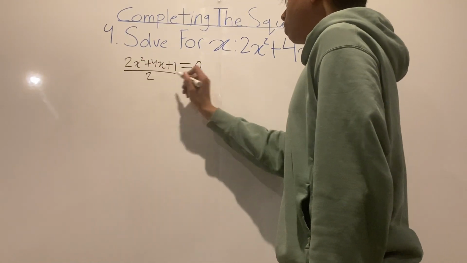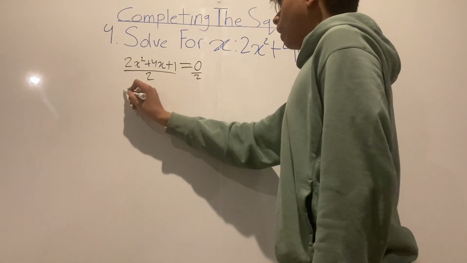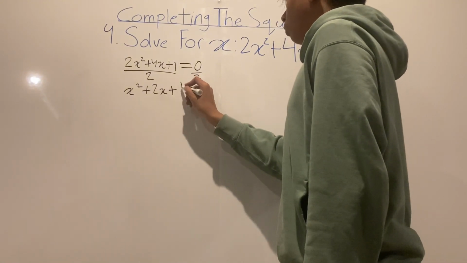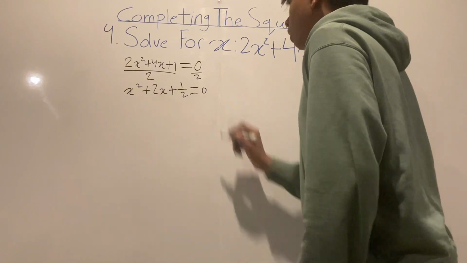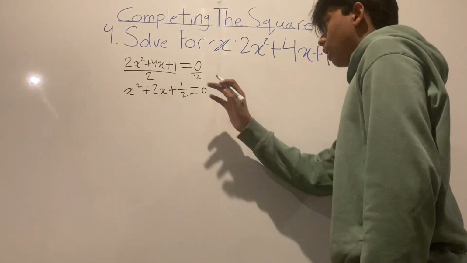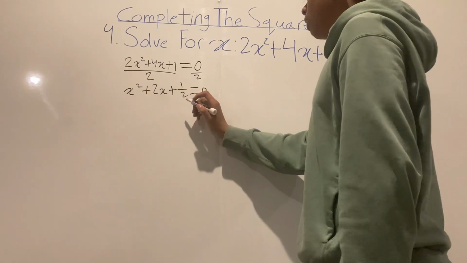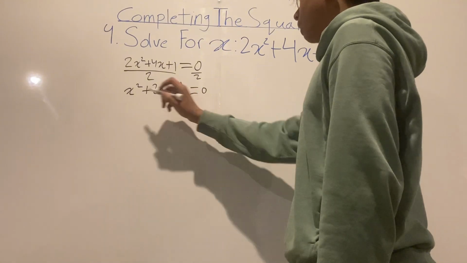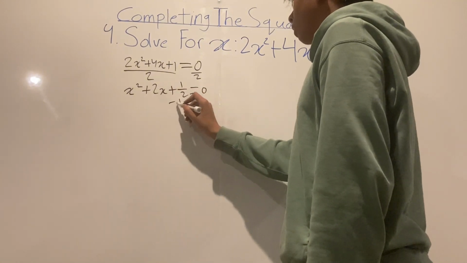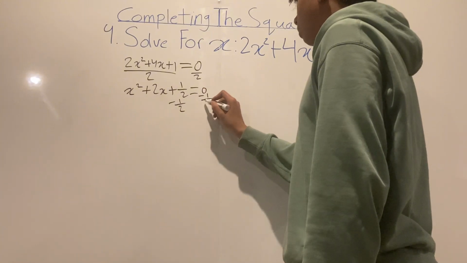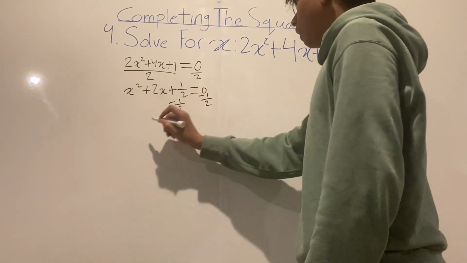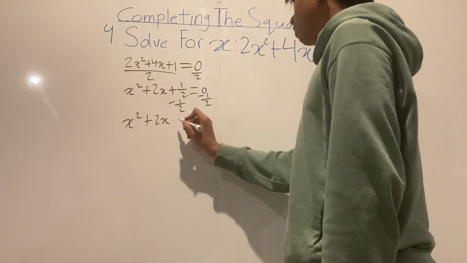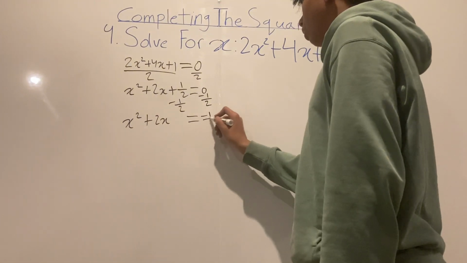So we're going to divide by 2 on both sides. Now we have x squared plus 2x plus 1 over 2 equals 0. Now even though we have a fraction here, it's okay. It's going to work out on its own. So now we're going to do the exact same thing we did earlier. We're going to move our c value because we can't factor it just yet. So we're going to subtract 1 over 2 on both sides. And now we're going to have x squared plus 2x equals negative 1 over 2.